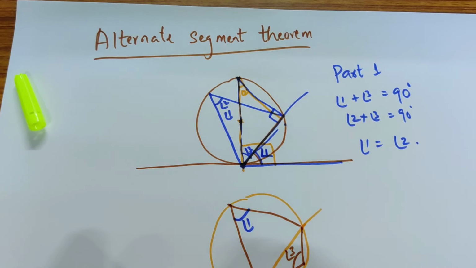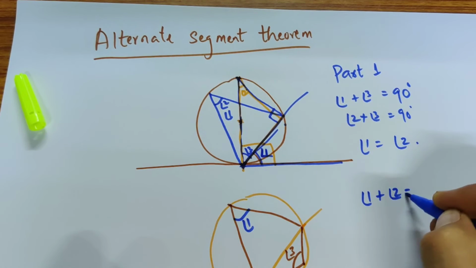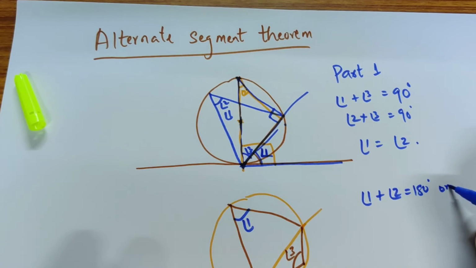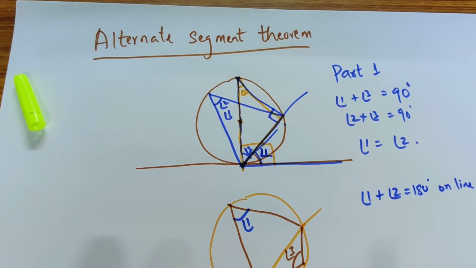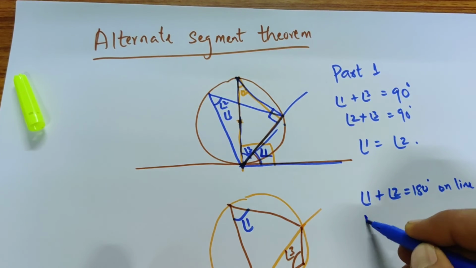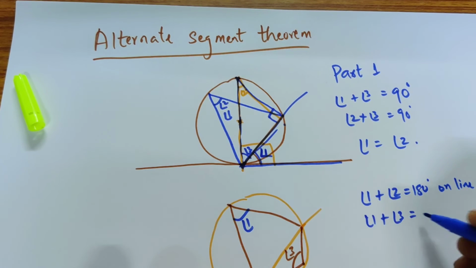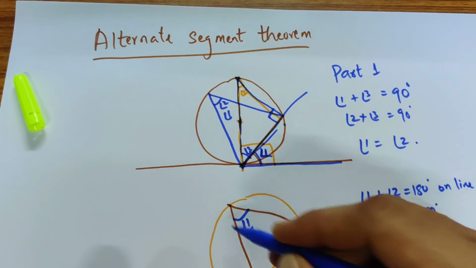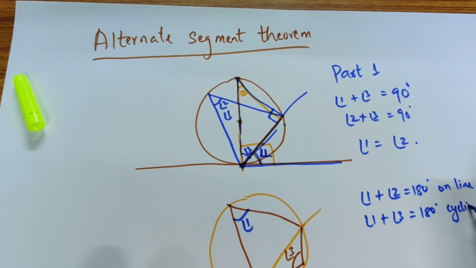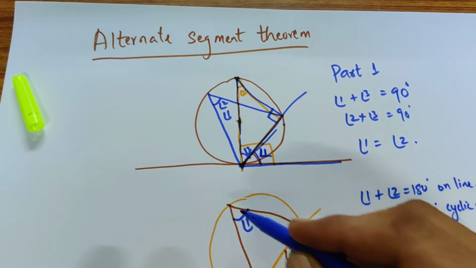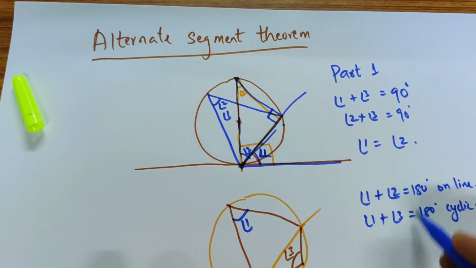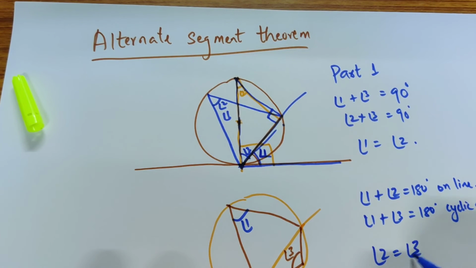Okay, so now angle 1 is on the straight line here. So this angle 1 plus angle 2 is 180 degrees on line. This is on a line, right? Now angle 1 and angle 3 is also equal to 180 degrees. Why? That's a cyclic quadrilateral. Opposite angles add to 180 degrees. So again, you can see that angle 2 is equal to angle 3. Right? So this angle, angle 2, is equal to angle 3.